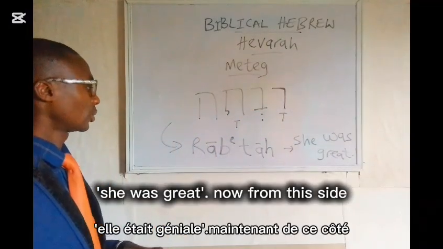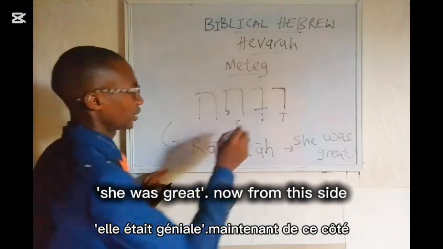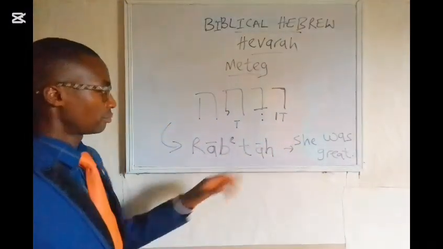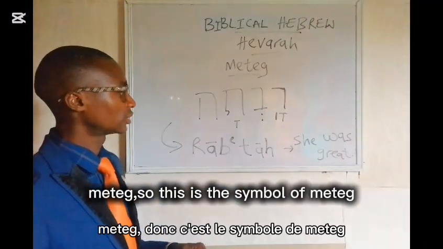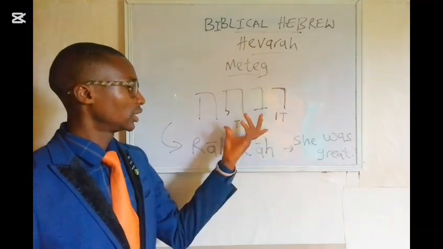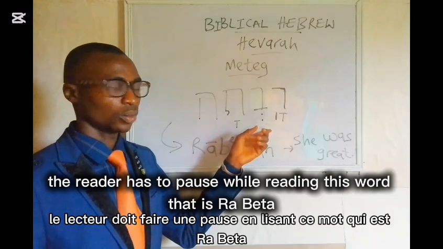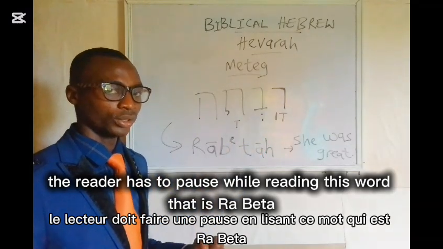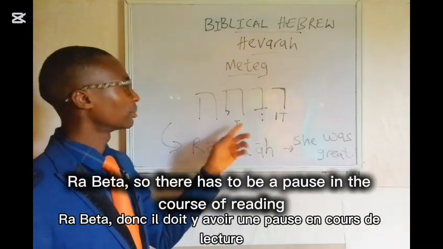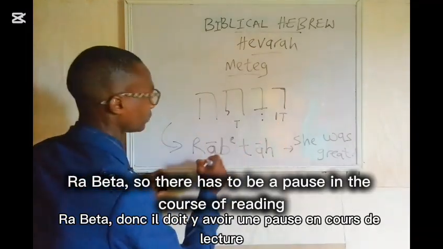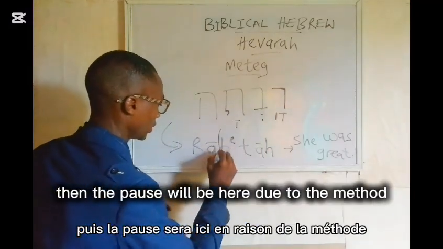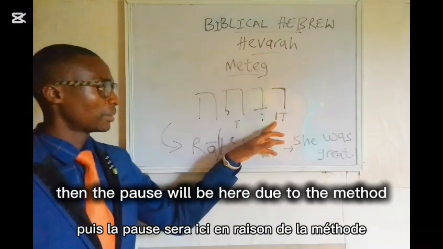She was great. Now from this side, this is the meteg. So this is the symbol of meteg. Once meteg is introduced, the reader has to pause while reading this word. That is ra, bta, ra, bta. So there has to be a pause in the course of reading. The pause will be here due to the meteg.